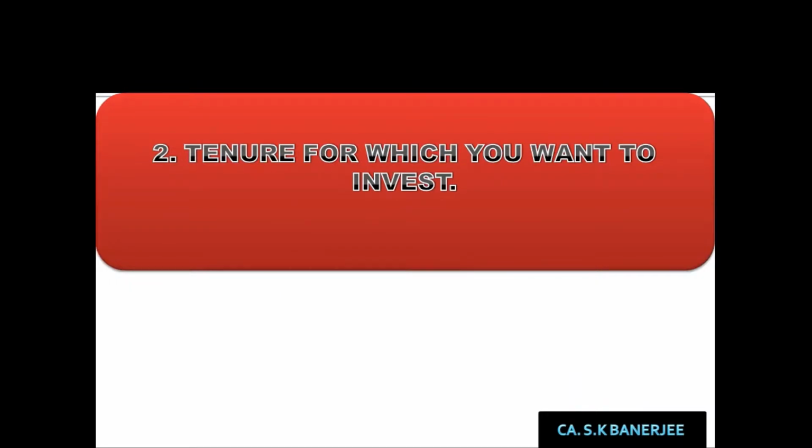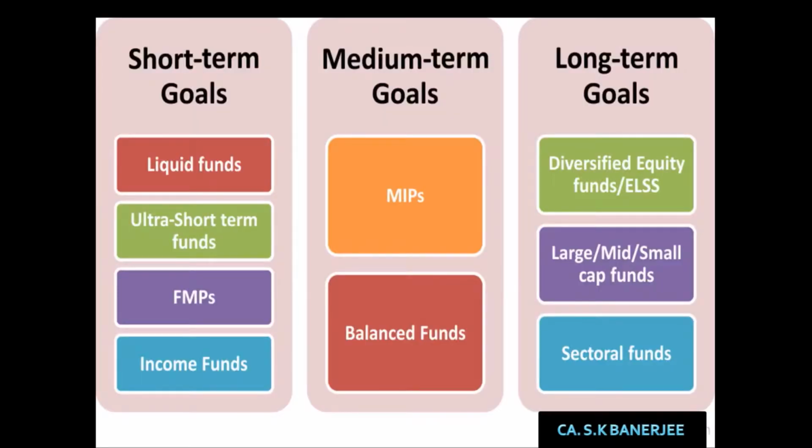The second point which you should take into consideration is the tenor for which you want to invest. What is the time span for which you want to invest? The longer the time for which you invest, the higher the return you can get. So if you have short-term goals, you want to invest for a short period of time, you can invest in liquid funds or income funds or ultra short-term funds. If you have medium-term goals, you can invest in balanced funds or MIPs.